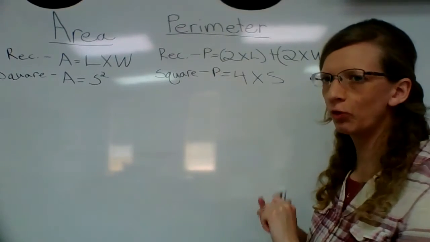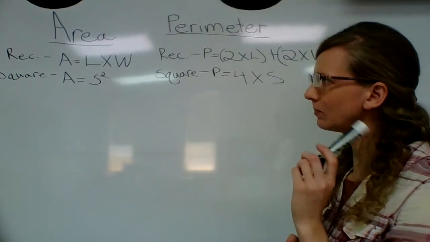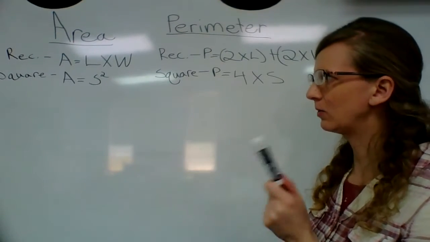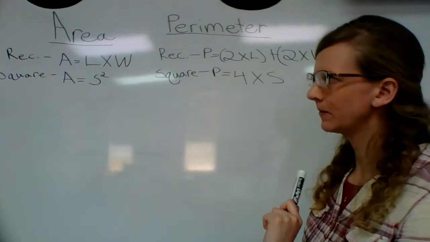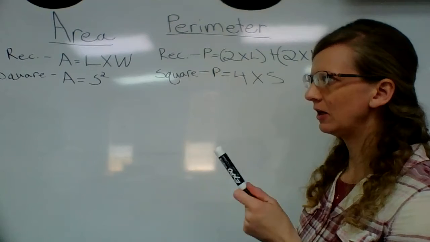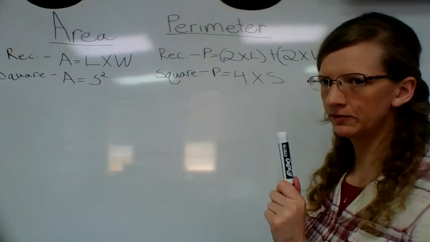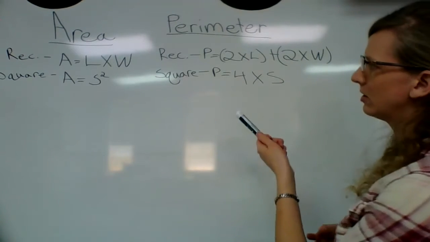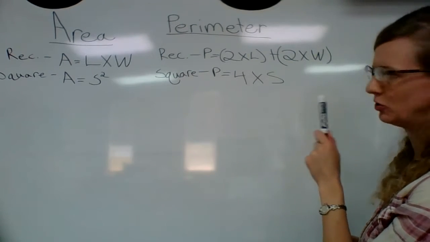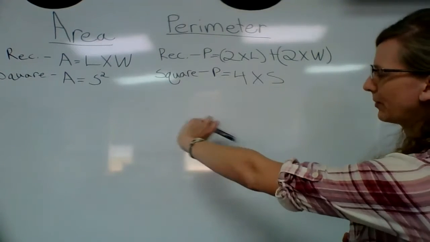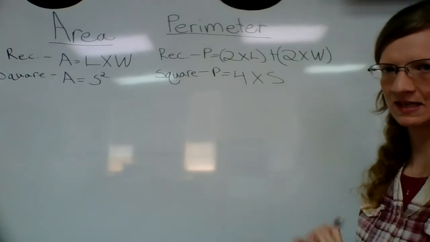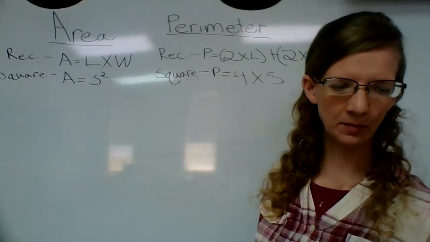So let's go over our formulas again. To find the area of a rectangle, our formula is A equals length times width. Our formula for the area of a square is A equals side squared. The perimeter for a rectangle is 2 times length plus 2 times width. And to find the perimeter of a square, we use P equals 4 times side. So those are our formulas for area and perimeter.